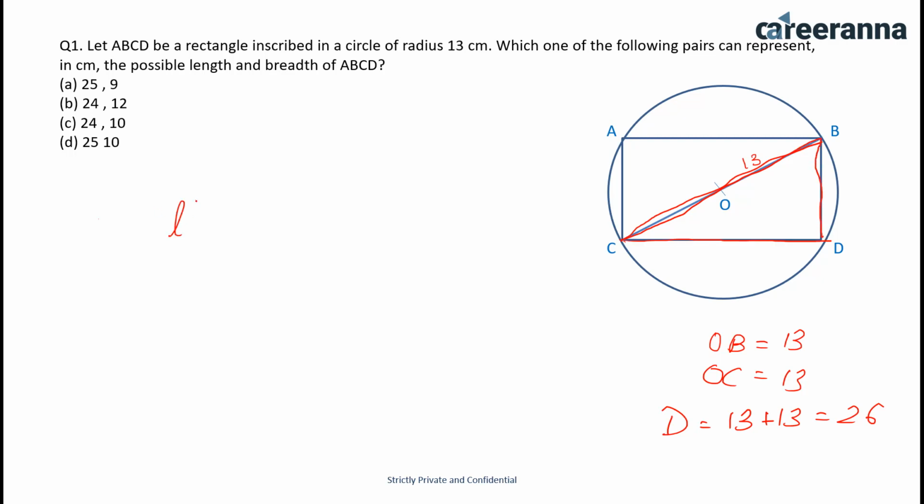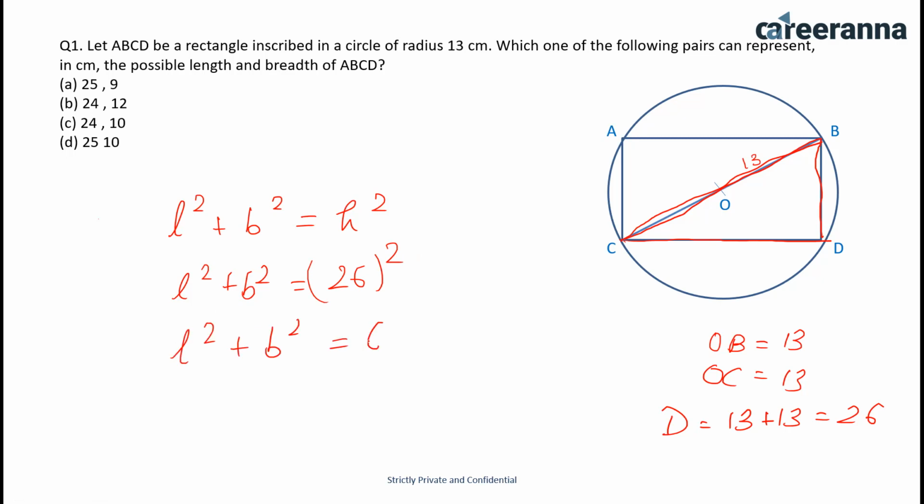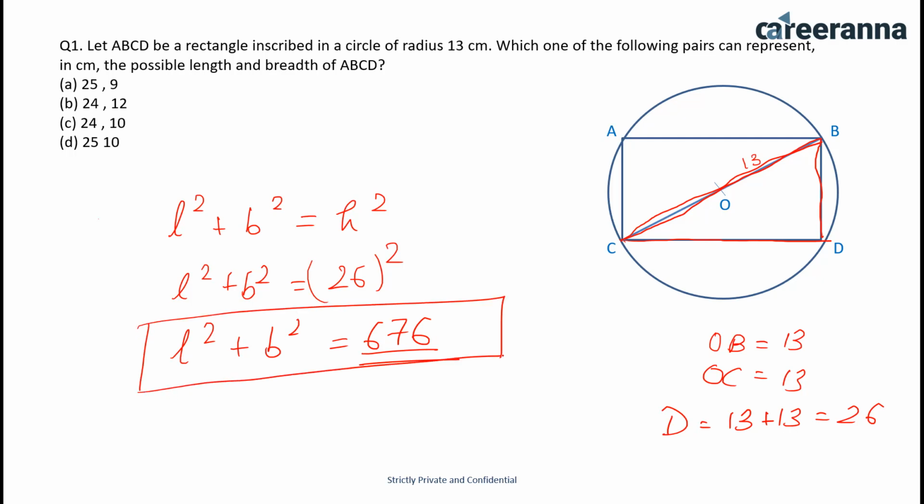I can say length square plus breadth square equals hypotenuse square. L square plus B square is equal to 26 whole square. Now 26 square is nothing but 676. Now the question is saying the possible length and breadth of ABCD. For such questions where options are given to you and you have the equations, just always put the options in the equation. So I'll take the first option as 25, 9.